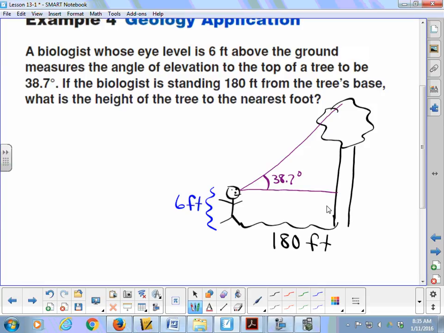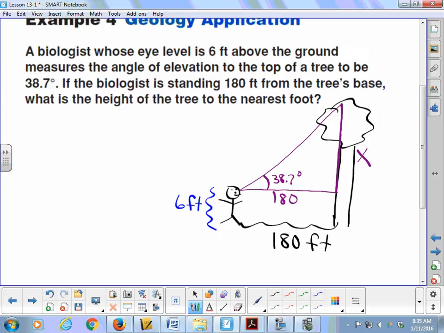So here's the right triangle I have. It's this purple triangle here. And they want to know what is the height of the tree to the nearest foot. So the distance from his eye to the tree is 180 feet. And we need to find this value over here, this purple side of this right triangle, and I'm going to call that x.